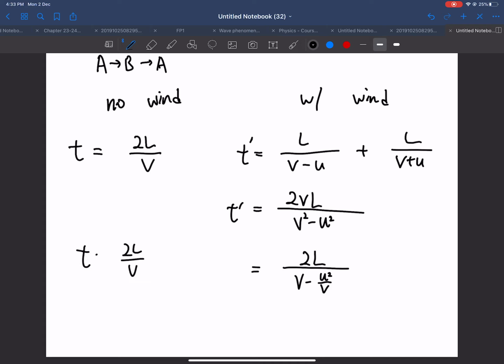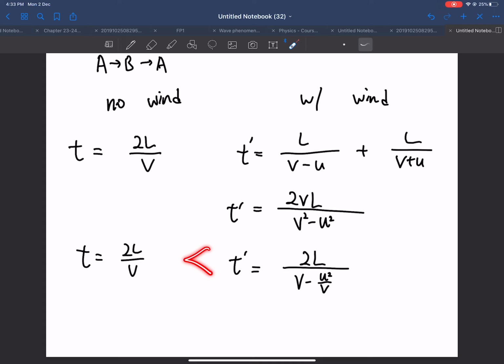So which one is larger, left hand side or right hand side? The right hand side is larger, because you look at the denominator. It is smaller, since it has a value subtracted. The denominator is smaller, which means the fraction is larger. So this one is greater than this one.